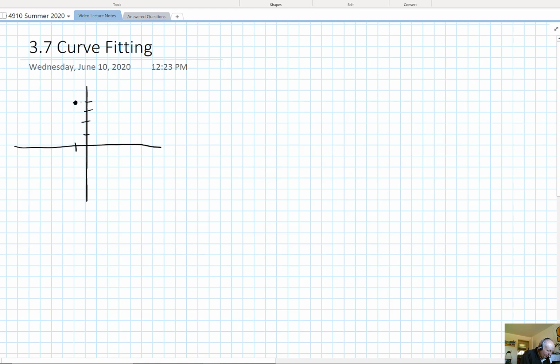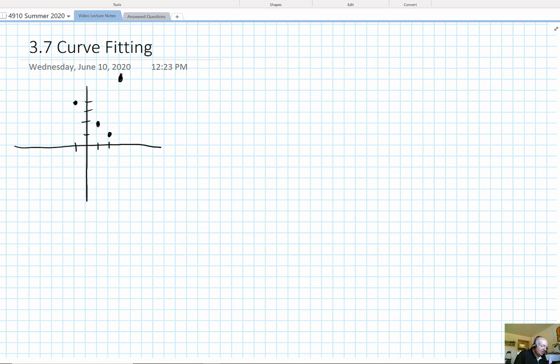So negative 1, 4, 1, 2, 2, 1, and 3, 16. We'll put it up there. So you take some points, and the question is, can you find a polynomial that goes through those points, and of course the associated equation?